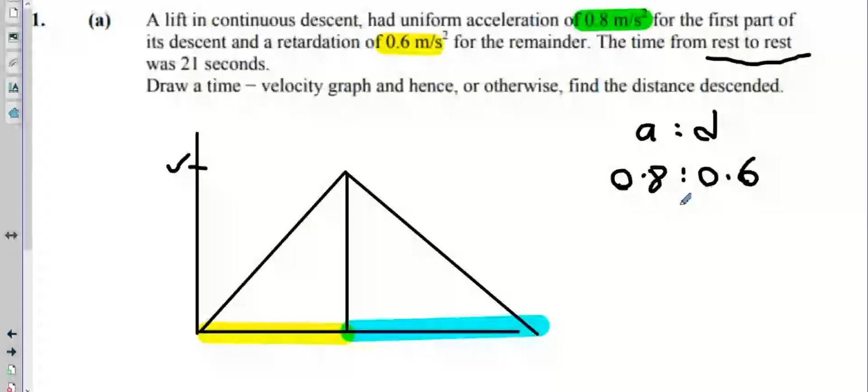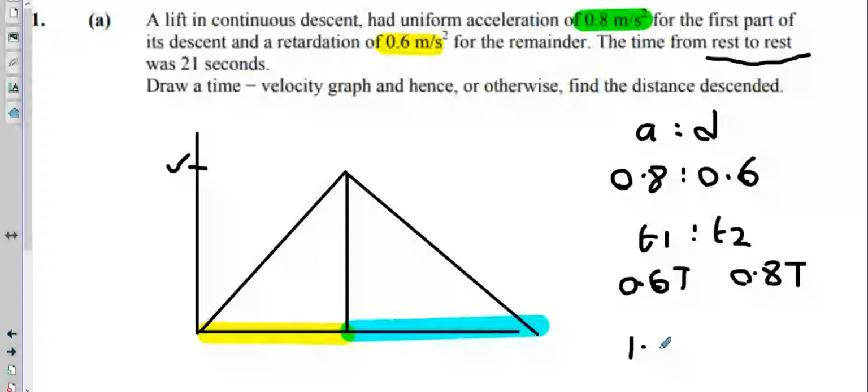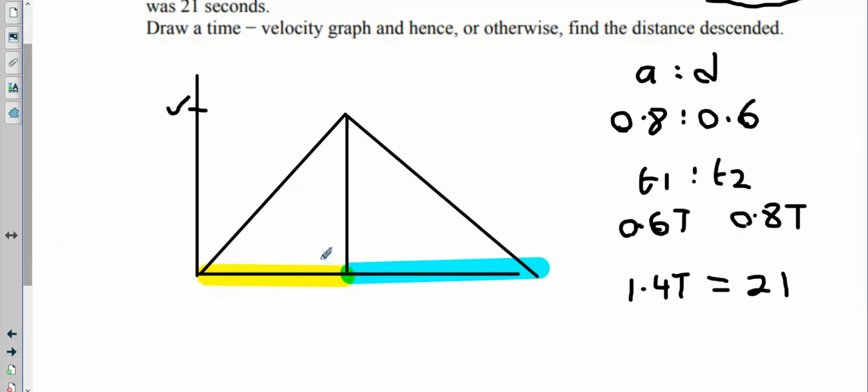Now, somebody was smart enough to do it like this, and I thought it was very slick, well done. What he did was he reversed it. So he says T1 and T2. T1 would be 0.6 of the time, which is a shorter amount of time, as predicted. And T2 would be 0.8 of the time. Add them together, what happens? 1.4 T. And how long is 1.4 T? 21 seconds. Divide 21 by 1.4. Anybody? 15. Okay.